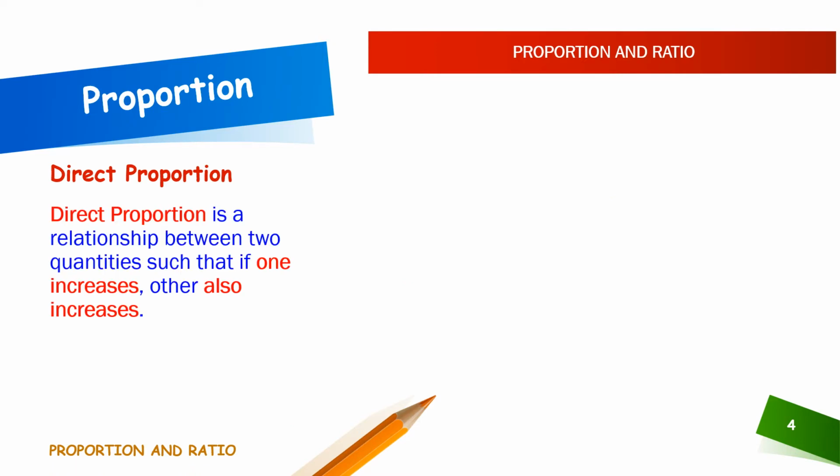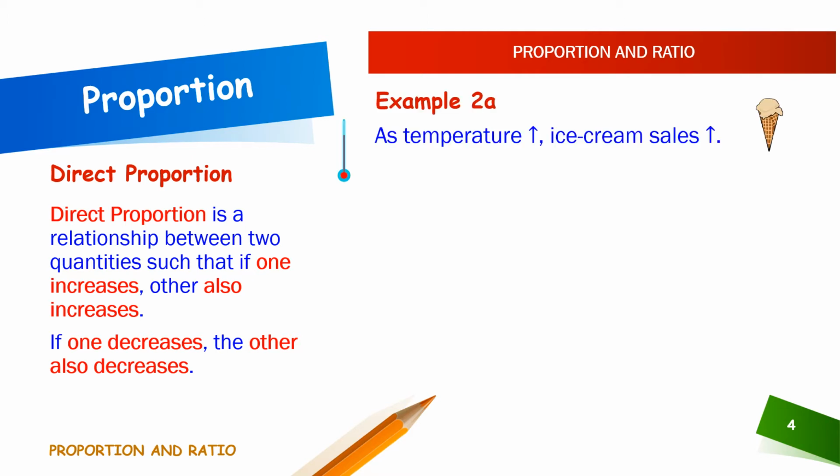Direct proportion is a relationship between two quantities such that if one increases, the other also increases. Or equivalently, if one decreases, the other also decreases. Let's take a look at an example. As temperature increases, ice cream sales also increase. Or, as temperature decreases, ice cream sales also decrease.